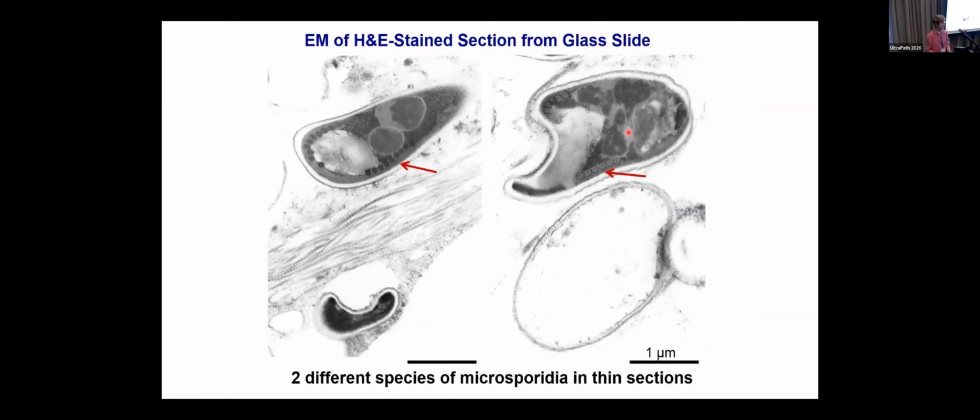Now, we had a patient, an immunosuppressed patient, a transplant patient, where we found 2 different kinds of microsporidia. And we knew that because, as you can see, one has a lot of these little saucers, and the other one has only 6. I think there's 5 on this side and 6 on that side. So that let me know, and let the physician know, that there are 2 different kinds of microsporidia in this patient.